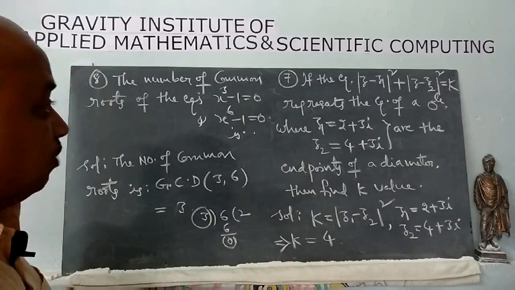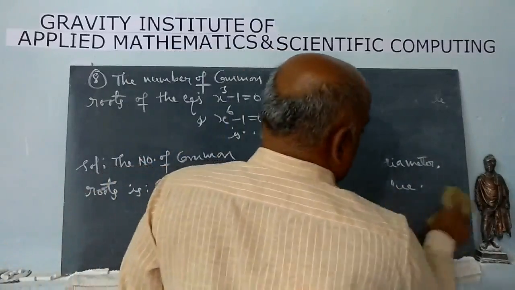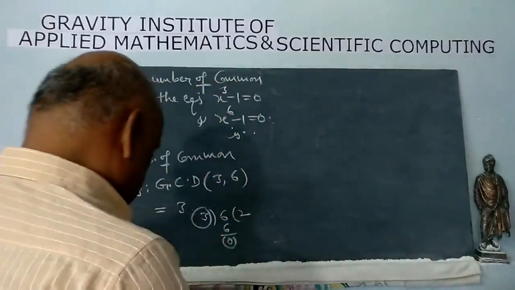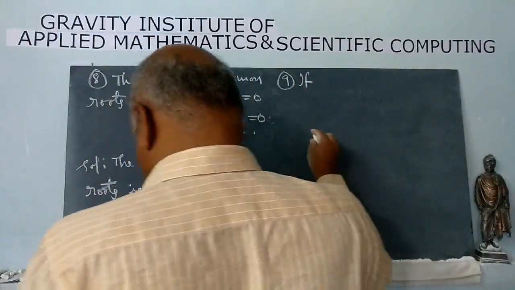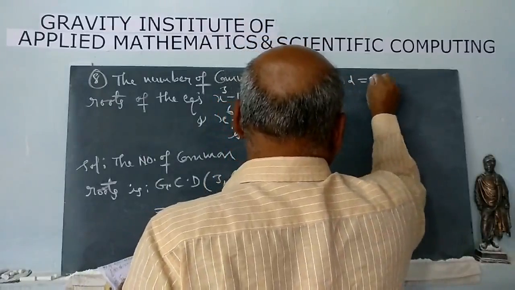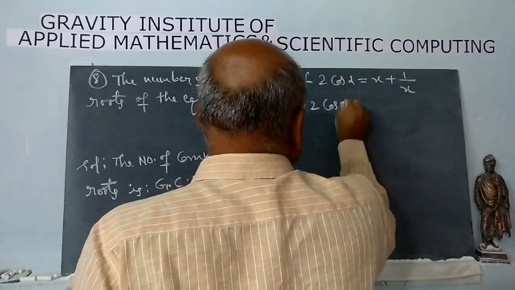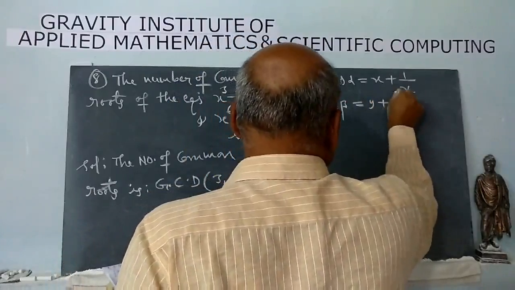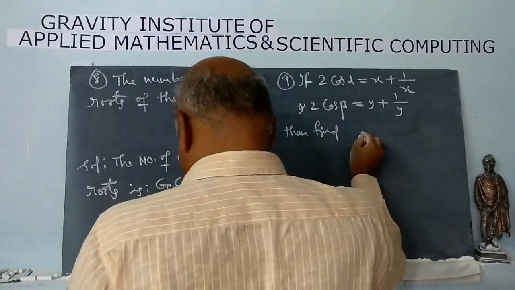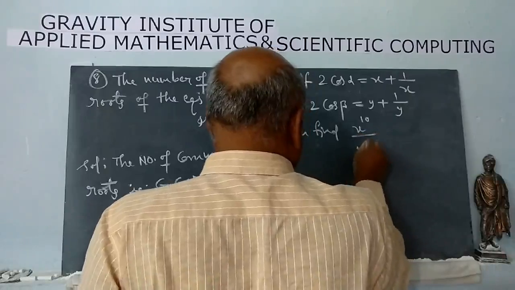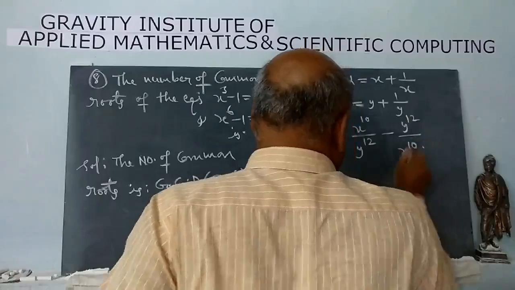Next, ninth problem. If 2 cos α = x + 1/x and 2 cos β = y + 1/y, then find x¹⁰/y¹² − y¹²/x¹⁰.